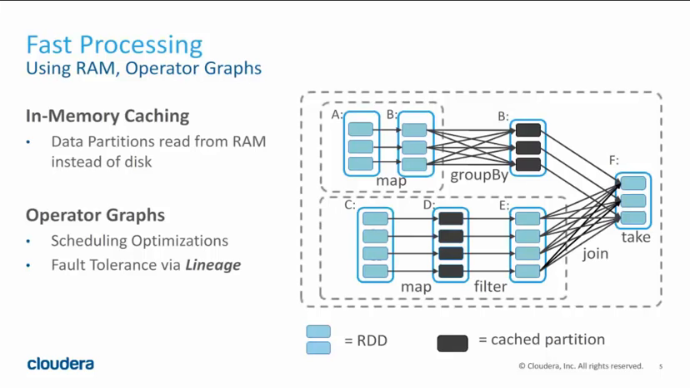Well, it does that by leveraging a concept called lineage. Lineage is essentially retaining knowledge about the sequence of actions that were applied to produce a particular data set. And when a chunk of a data set is lost, Spark can quickly reapply those transformations and reproduce just the lost data.